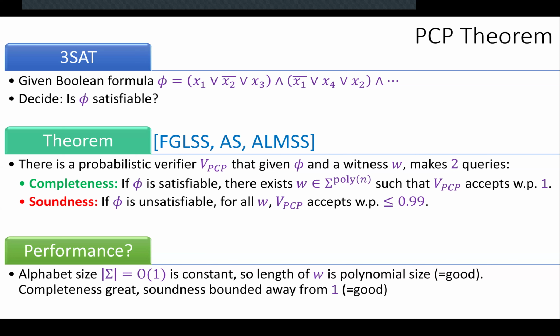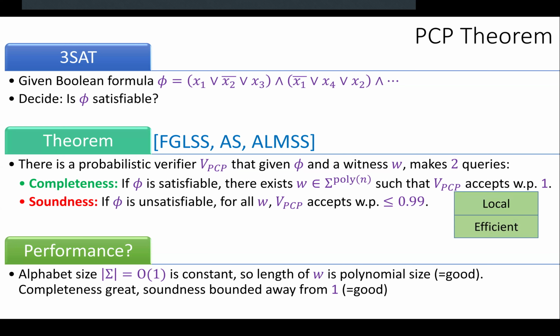And there are a bunch of parameters here that I want to mention. So one parameter is the alphabet size, which is the alphabet size of the witness. Previously it was 0, 1. Now it's not going to be 0, 1. It's going to be a bit more, but still constant. I also want to mention that the length of W is somewhat blown up. Previously it was just n, the number of variables, but here it's going to be polynomial in n, which is good, but it's not great. And you have a gap between the completeness and soundness, which is nice.